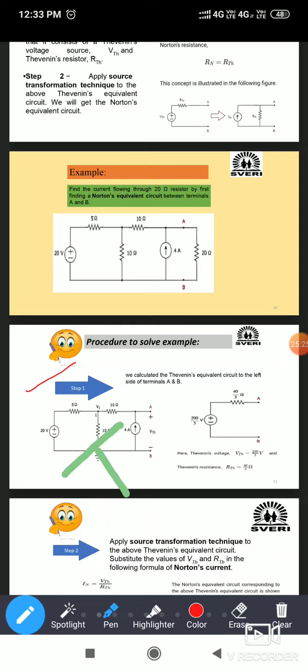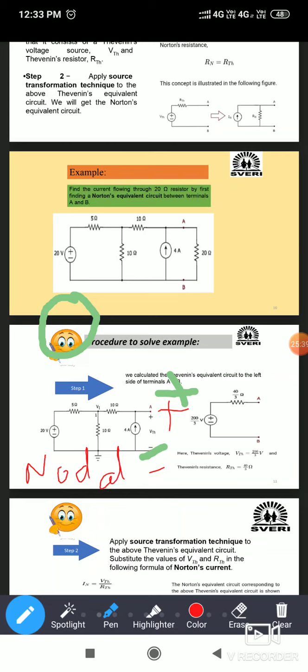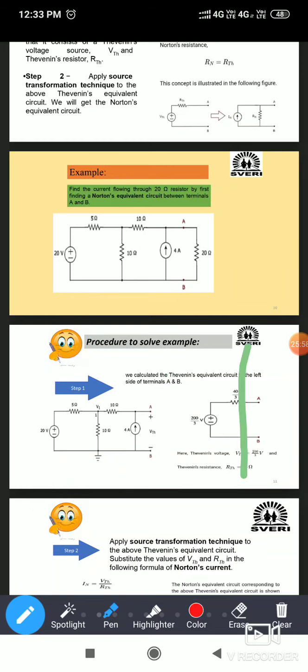So for VTH, the 20 ohm resistor between A and B, you can make it open. Open it and mark plus minus VTH. Okay. So VTH you can easily find out by using the nodal analysis. The value of V1 will come and the value of VTH will come. Yesterday we already solved. Okay, I will share this PPT as well as last lecture PPT to your group, so that you can understand both theorems, Thevenin's and Norton's.